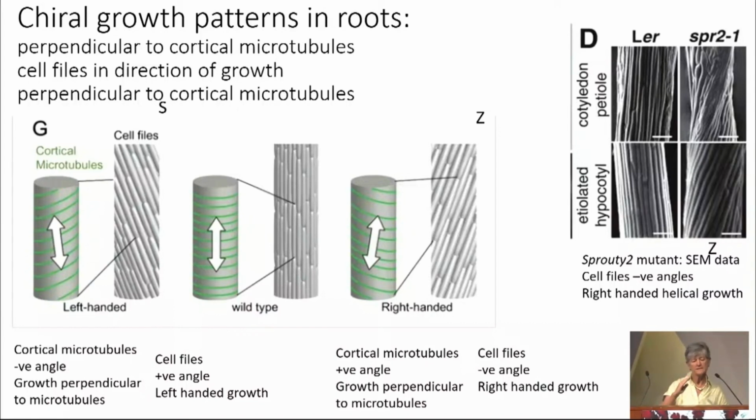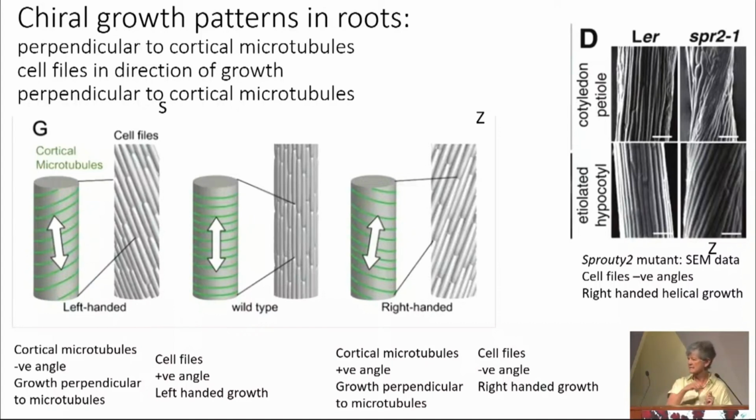Now, what you find in the lefty mutants over here is that the cortical microtubules are at a negative angle, and the growth then occurs at 90 degrees to those microtubules. And then for the right-handed growth, we get the opposite. And you can see that quite clearly over here. These are the SEM data in that figure D, and you can see that the cell files are on a negative angle.